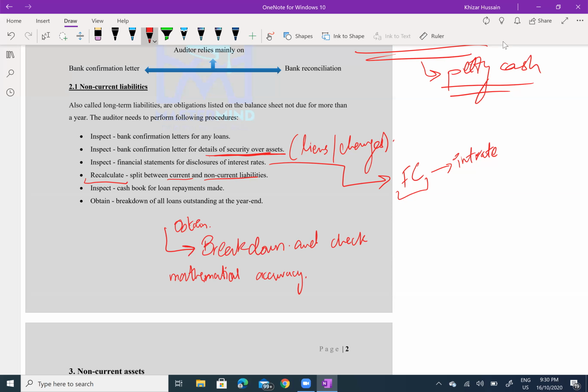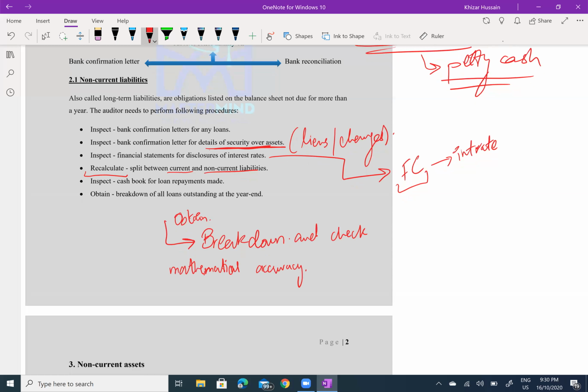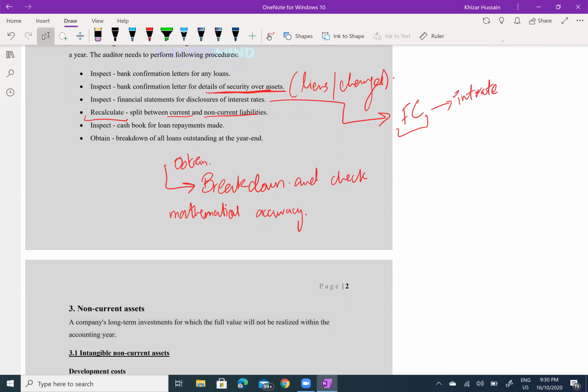All right. Now, when I talk about obtaining a breakdown and checking mathematical accuracy in an exam question, you'll have to reflect in your answer what assertion you're trying to obtain from this. What assertion are you trying to verify from this? You'll have to basically tell that in your answer, right?